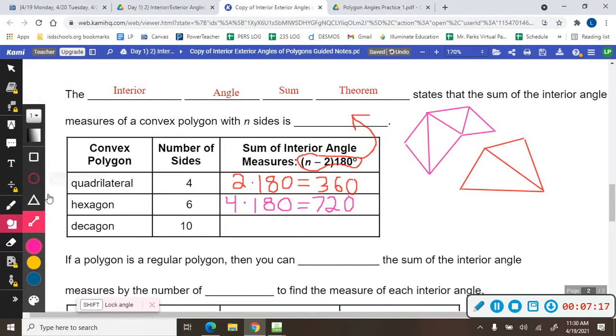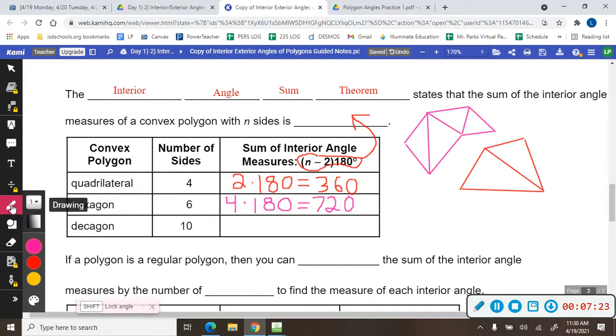And then a decagon, 10 minus 2 is 8, so you take 8 times 180. Take 8 times 180, you get 1440.